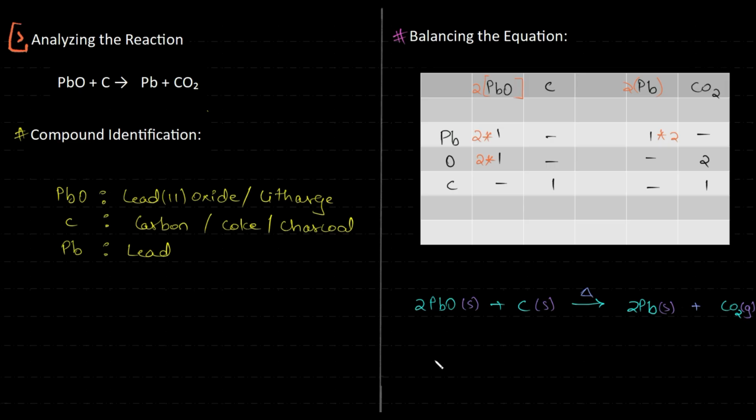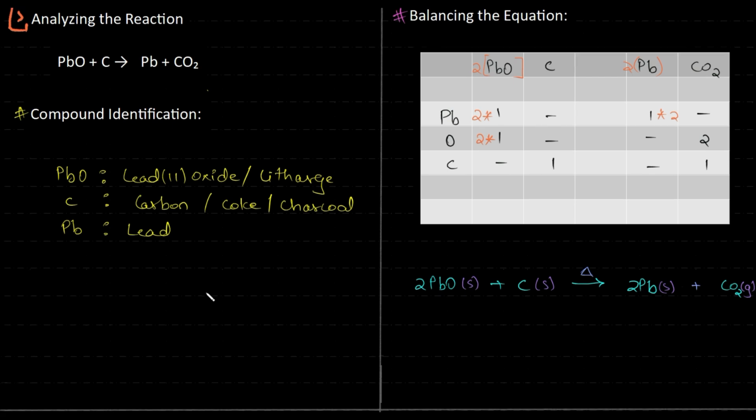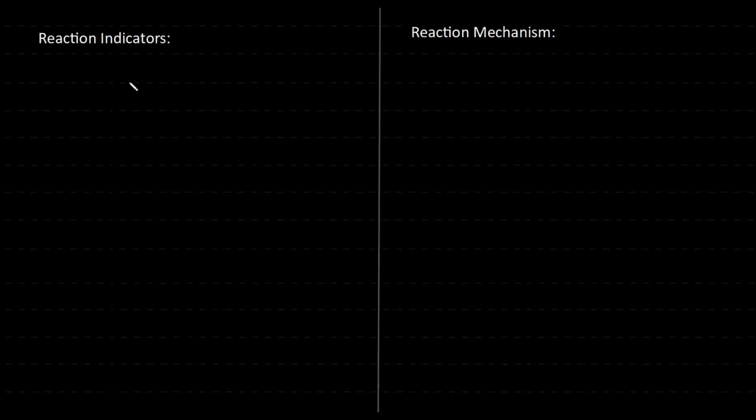Then what else? Next is indicators. One is your gas, and obviously with PbO converting to Pb, there has to be some kind of color change. One is gas being evolved, gas formation. That's one of the indicators. So CO2 is colorless and odorless. So we'll just get to see bubbles. CO2 is colorless and we can't even smell that. Odorless.